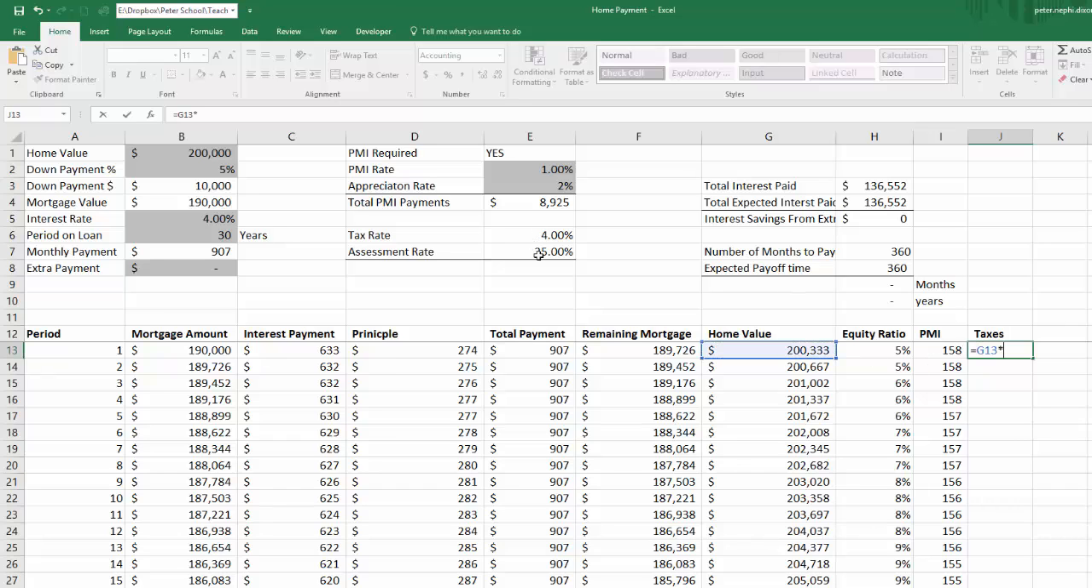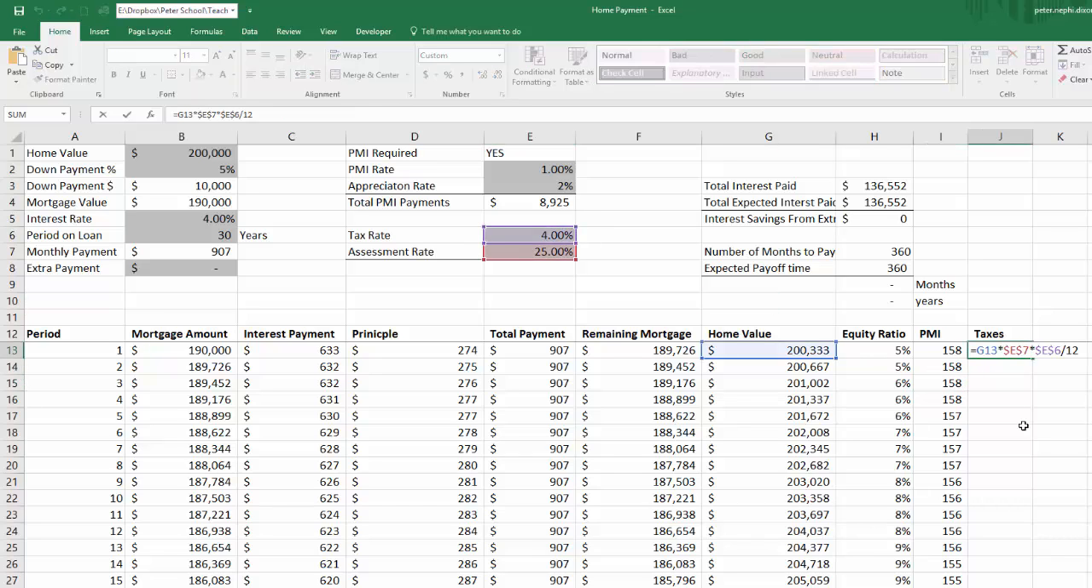multiplied by the assessment rate, make sure you anchor on that, multiplied by the tax rate. Make sure you anchor on that, divided by 12, because you don't pay this every single month, you pay it annually. So your taxes are going to be about $166 per month to pay for this $200,000 home. If these were your tax rates, for whatever your municipality is, you can put that in there.